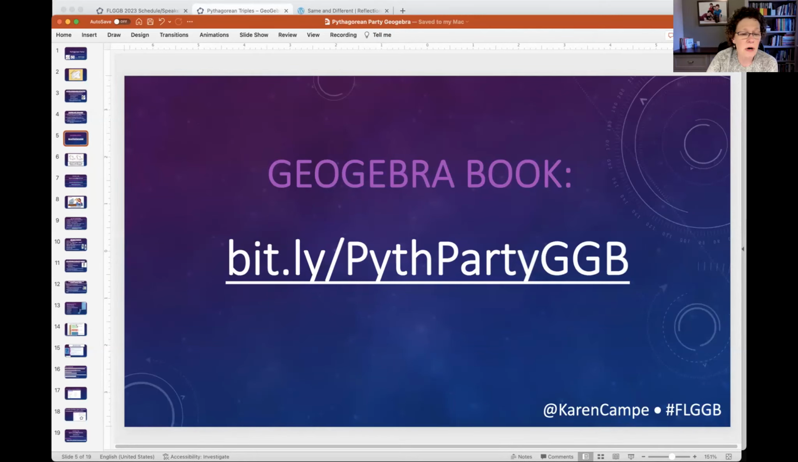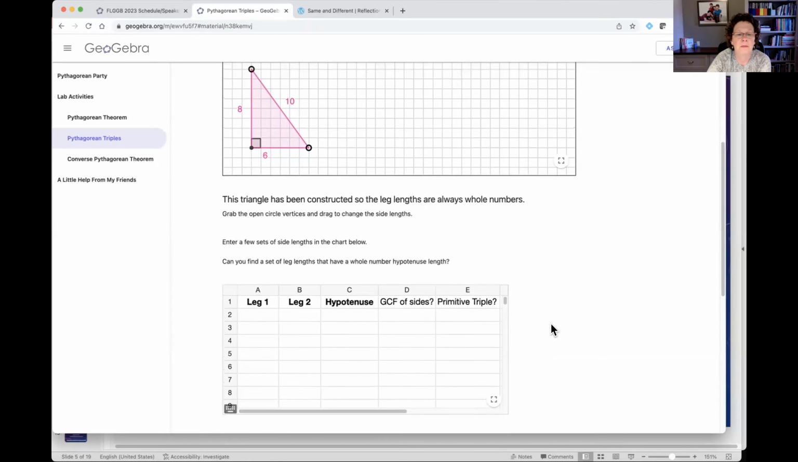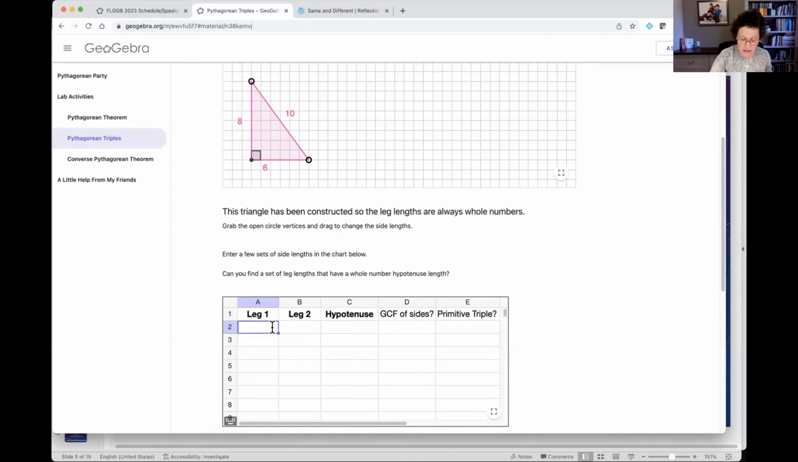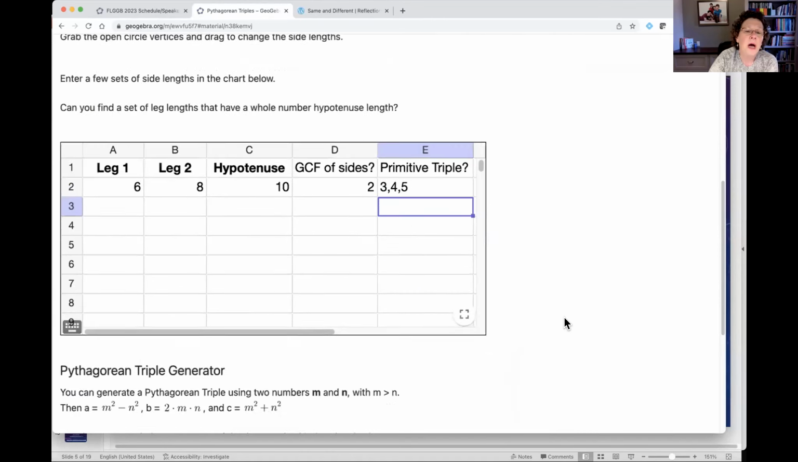Let's go back to our Pythagorean triples. So here students would have found 6, 8, 10. And the greatest common factor of the sides is 2. If you divide each side by the 2, you get 3, 4, 5. I have to change that so that you can type that in with commas.